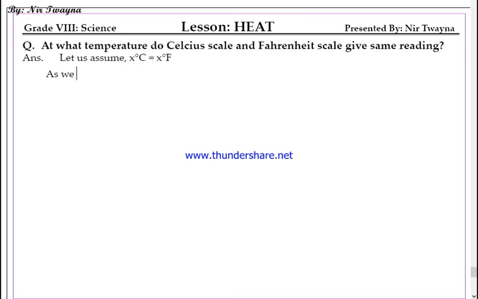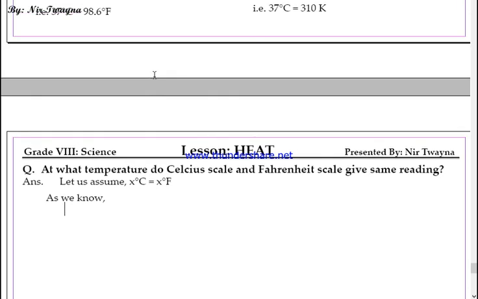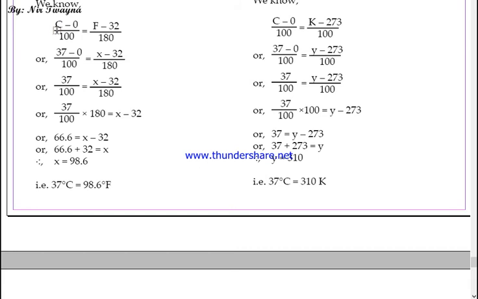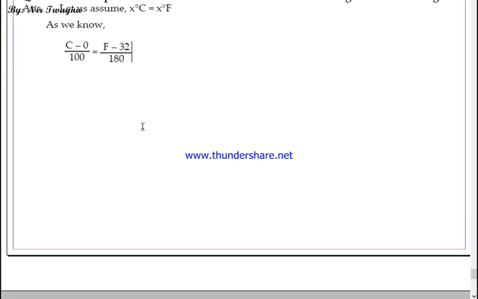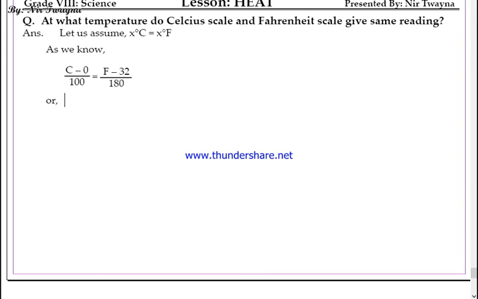Okay, as we know, we need the relationship between Celsius and Fahrenheit. So I'm going to copy the first and second relation. That means C minus 0 by 100 is equal to F minus 32 by 180. What is the value of C? We know x degree Celsius equals x degree Fahrenheit. That means the value of C is x and the value of F is also x.